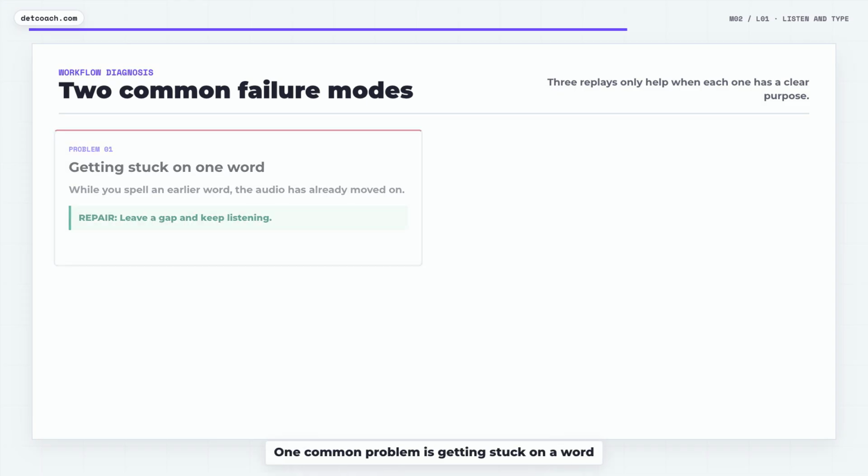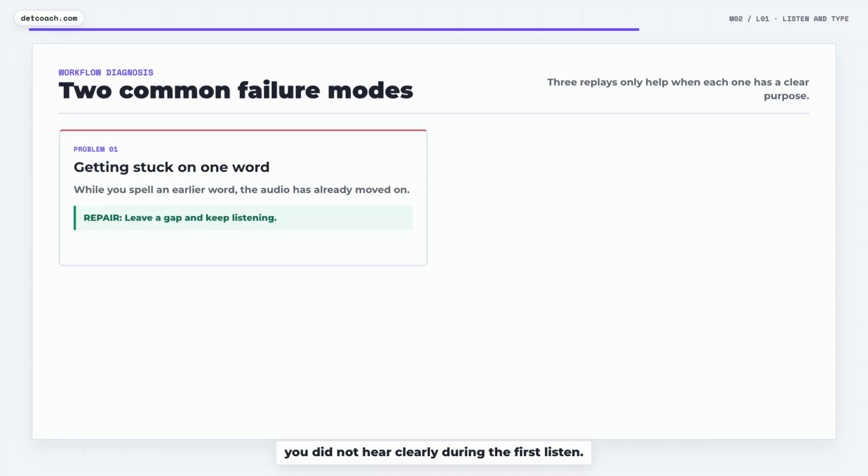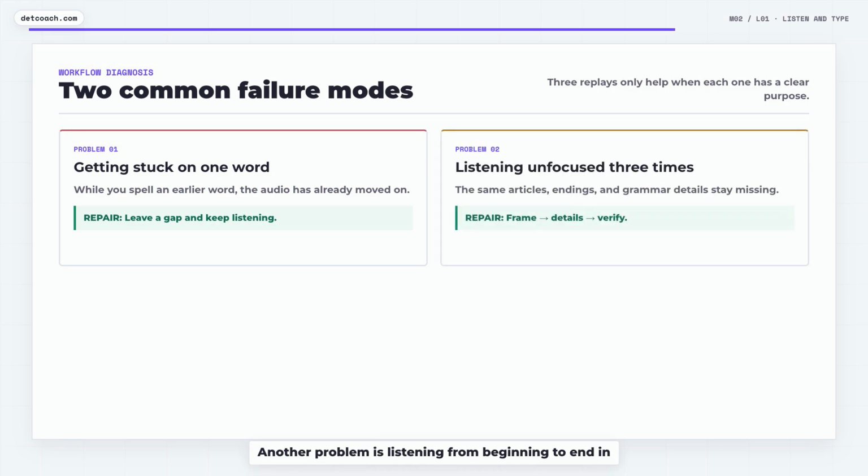One common problem is getting stuck on a word you did not hear clearly during the first listen. While you are still trying to spell an earlier word, the audio has already moved to the second half of the sentence. When this happens, leave a gap and keep listening to what follows. Another problem is listening from beginning to end in the same unfocused way all 3 times. Even after 3 listens, you may still miss the same details.